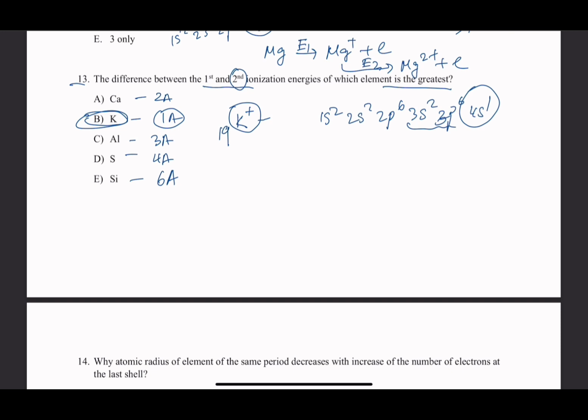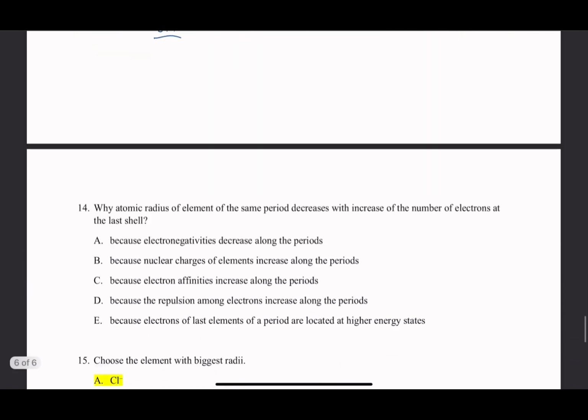But if you look at calcium, it's easier to lose because it has 2 electrons to lose. Aluminium the same way, sulfur the same way, silicon the same way. It's really easy to lose the second electron. But for potassium, no, it's not the same.